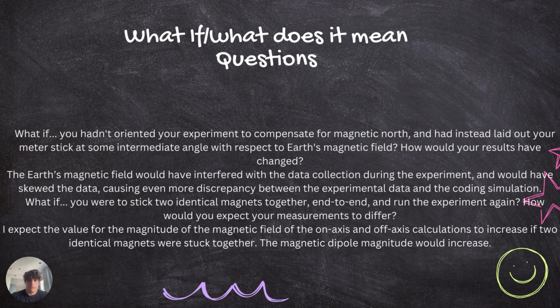For the what if and what does it mean questions, if we hadn't compensated for magnetic north, the Earth's magnetic field would have interfered with the data collection during the experiment and would have skewed the data, causing even more discrepancy between the experimental data and coding simulation. I also expect the value for the magnitude of the magnetic field of the on-axis and off-axis calculations to increase if two identical magnets were stuck together. The magnetic dipole magnitude would increase.